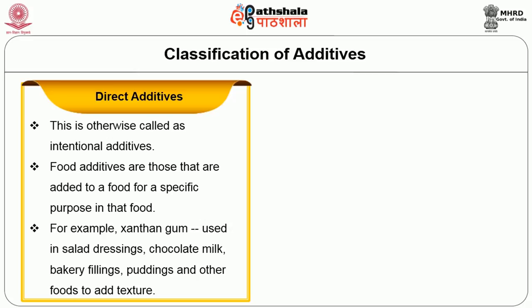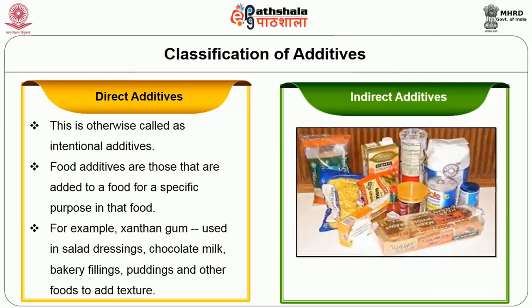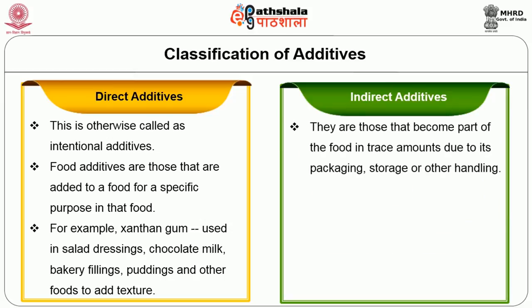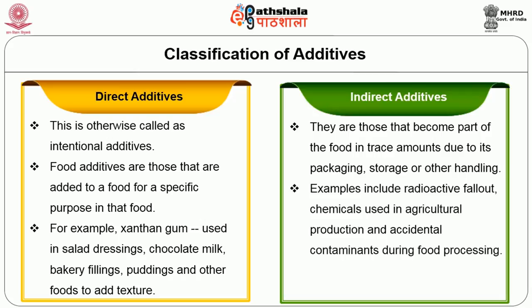Indirect additives are those that become part of the food in trace amounts due to its packaging, storage or other handling. Examples include radioactive fallout, chemicals used in agricultural production and accidental contaminants during food processing. These are also known as unintentional additives.